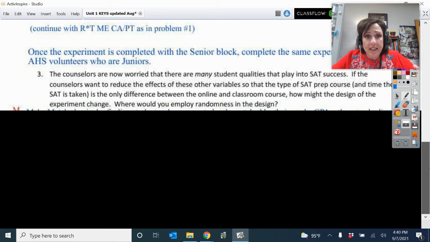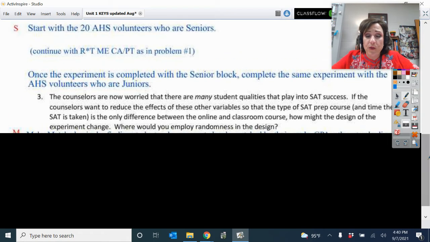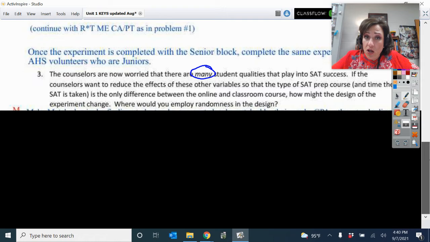All right, and finally, we have this situation where there are many student qualities that play into SAT success. So they want to reduce the confounding effects of many traits, which you probably can imagine affect the SAT success. So how could you do this? So I did matched pairs then.